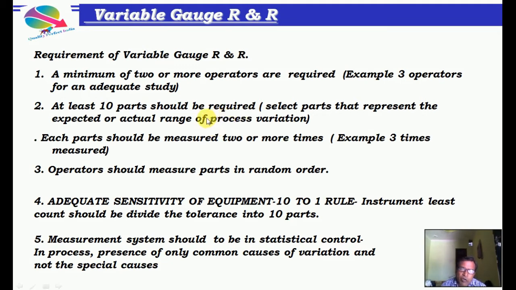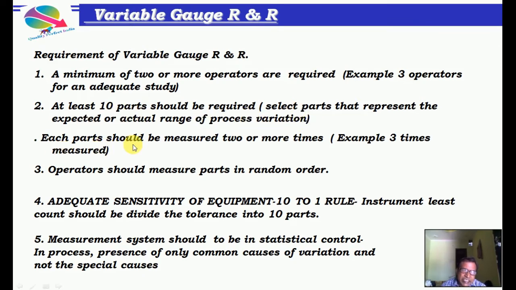Suppose you are going to measure one part which has the dimension 10 and tolerance plus minus 0.1, means you have to take some parts which have the dimension 9.90 and some parts at the maximum range, that is 10.1. You have to select the parts like that.